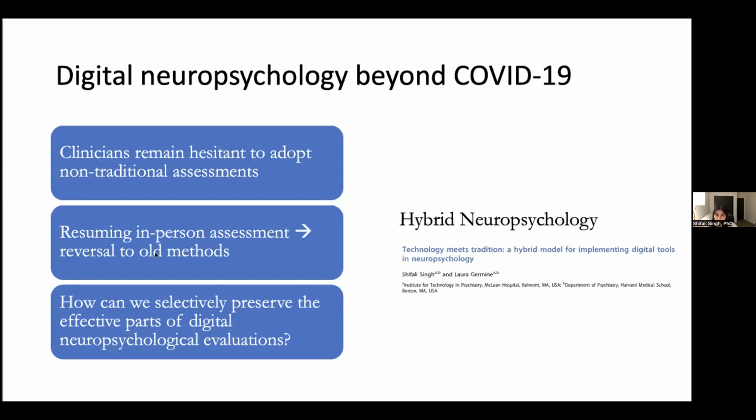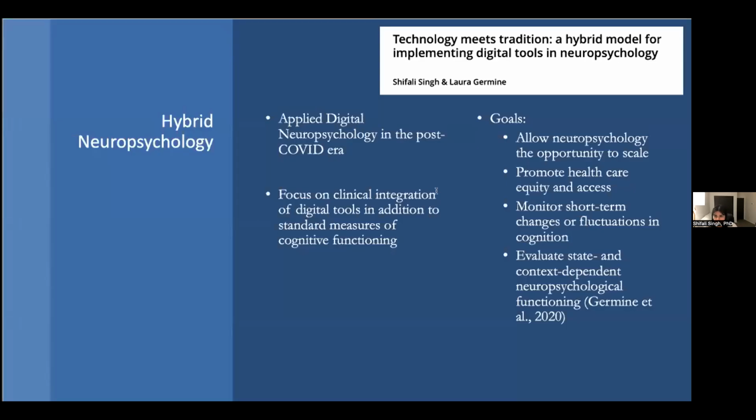And so I coined this term hybrid neuropsychology, which is applied digital neuropsychology in the post-COVID era. And it focuses on clinical integration of digital tools in addition to standard measures of cognitive functioning. And the idea is that this would allow neuropsychology the opportunity to scale, promote healthcare equity and access, monitor short-term changes or fluctuations in cognition, primarily through ecological momentary assessment, and evaluate state and context-dependent neuropsychological functioning.